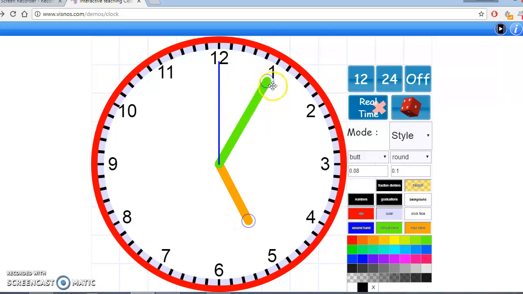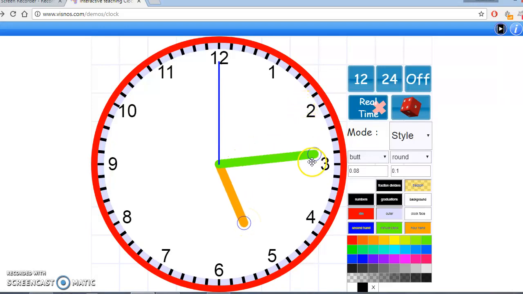I can still count in my 5s when I move to the 2. So I've got 1 lot of 5, 2 lots of 5, 5, 10. That's going to be 10 past, and it's still going to be past 5 because 5 is my closest hour. So my time is 10 past 5.